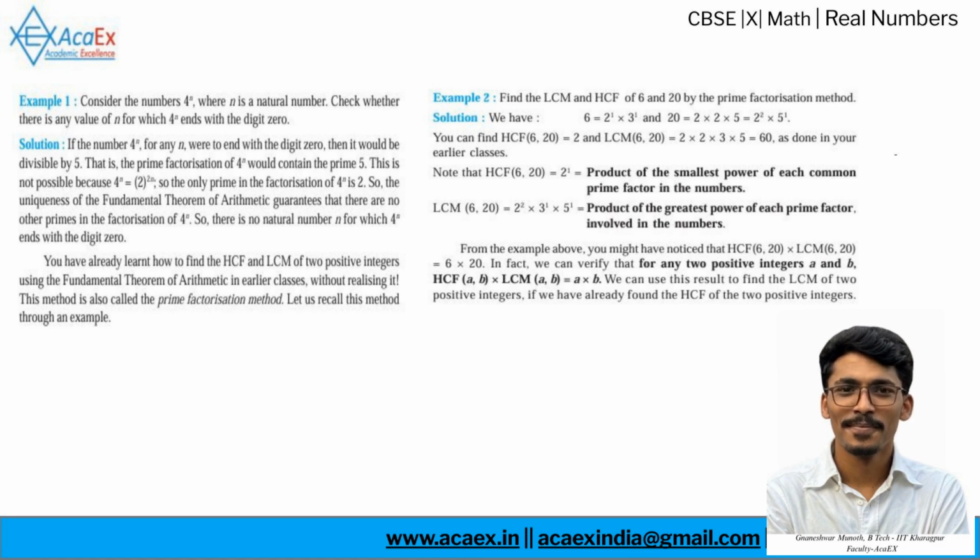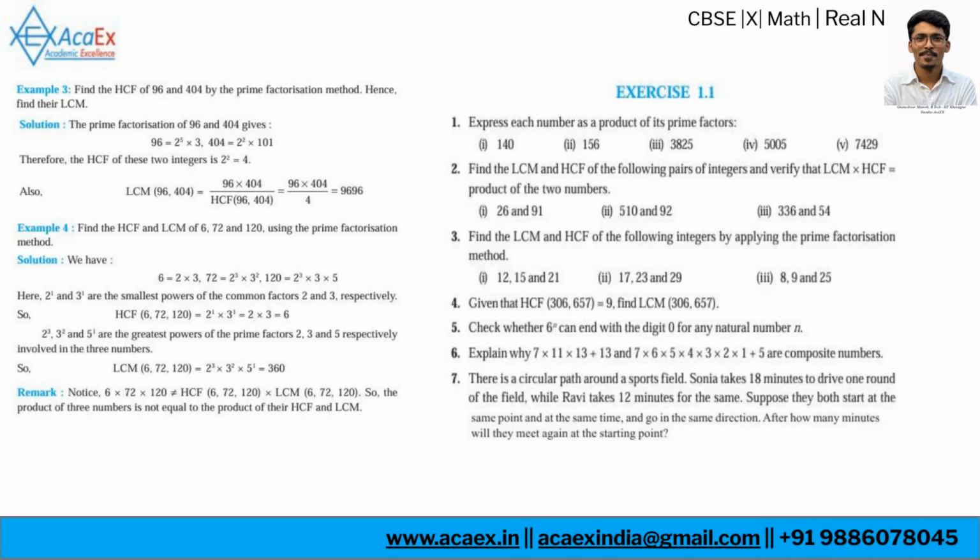LCM, lowest common multiple, is the product of the greatest power of each prime factor involved. Here, the LCM is 2 squared times 3 to the power of 1 times 5 to the power of 1, which is 60. A key property for any two positive integers a and b is HCF(a, b) times LCM(a, b) equals a times b. More HCF and LCM examples.